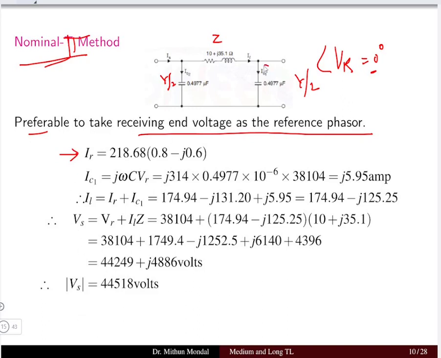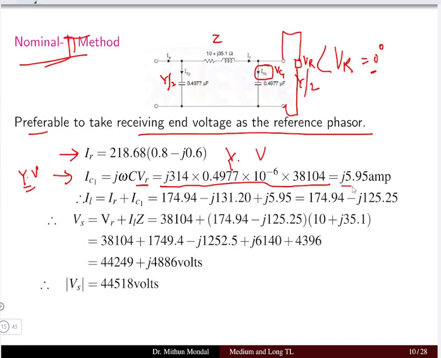Now the current IC1, this we need to determine through the capacitor C1. Basically the current is admittance into voltage. We know the receiving end voltage because the load will be connected across it. Here the load will be connected, and whatever voltage is there across the load, the same voltage will be there across capacitor C1 because these are in parallel. So we can apply admittance into voltage to get the current flowing through the capacitor C1, which is 5.95 amps.